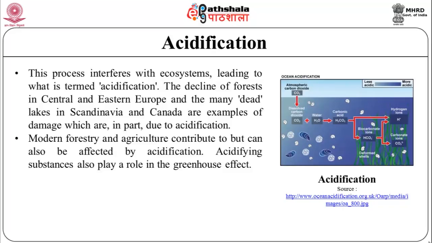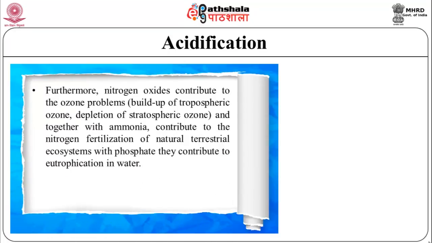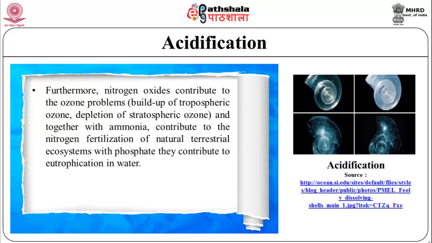Modern forestry and agriculture contribute to but can also be affected by acidification. Acidifying substances also play a role in the greenhouse effect. Furthermore, nitrogen oxides contribute to the ozone problem, buildup of tropospheric ozone, and depletion of stratospheric ozone, and together with ammonia, contribute to the nitrogen fertilization of natural terrestrial ecosystems. With phosphate, they contribute to eutrophication in water.